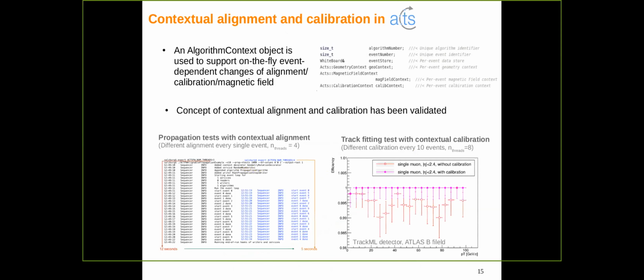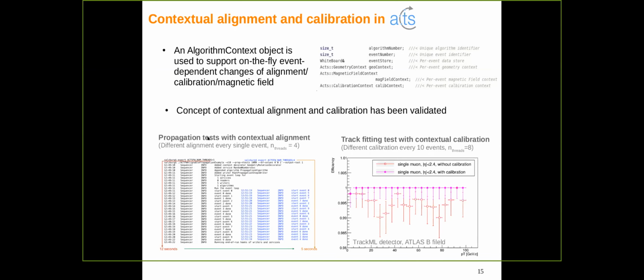Okay, so the last point about ACTS itself is the contextual design to allow for concurrent alignment and calibration. So we are using an algorithm context object for this purpose, which can support even the processing with different alignment, calibration, and magnetic conditions. And we have validated these concepts by some tests.